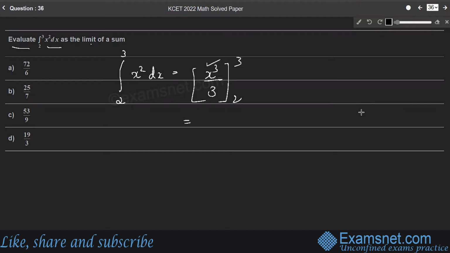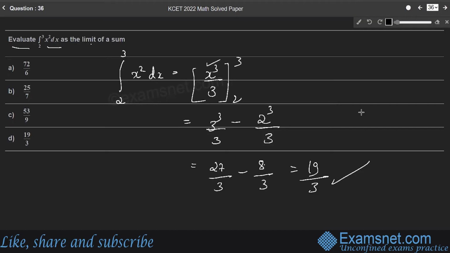So substitute the values of x as 3 and 2, right? So 3 cube by 3 minus 2 cube by 3, because the limits are 2 to 3. So 3 cube is 27 by 3 minus 2 cube is 8 by 3. Therefore, we'll get 19 by 3 as the final answer, right? Therefore, option D is the right answer.